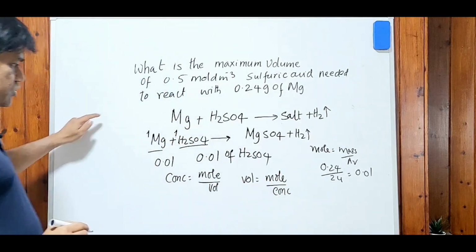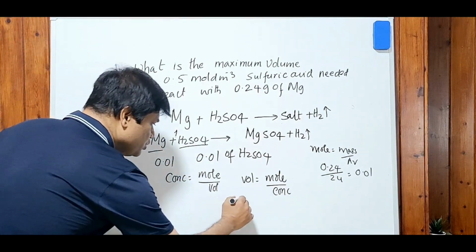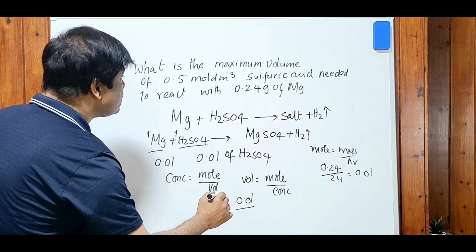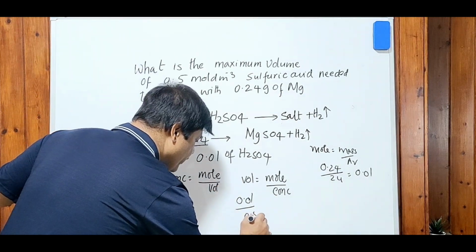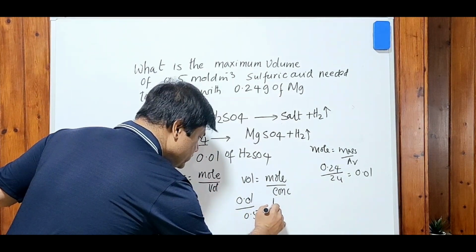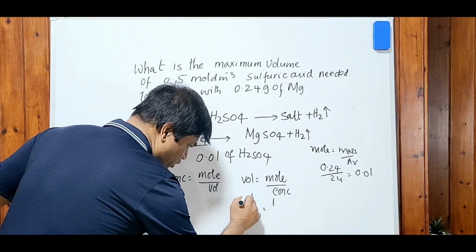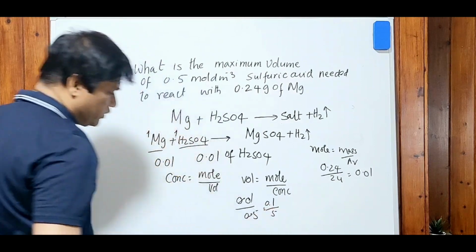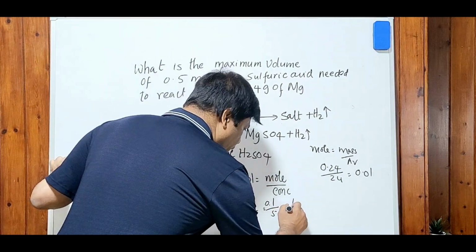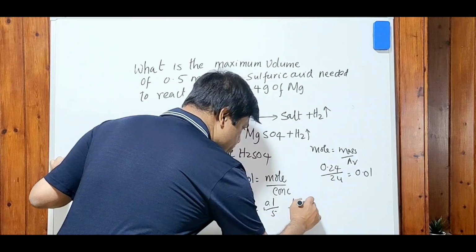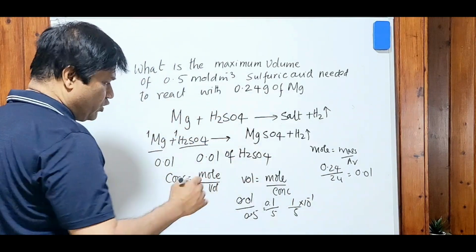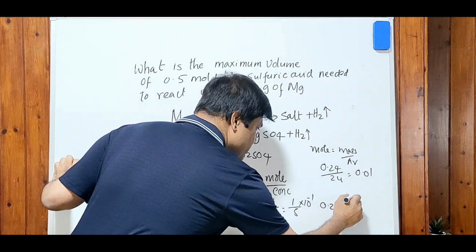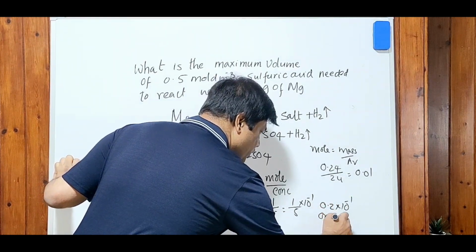What's the mole? Just now we got it. Mole equals 0.01 and conc equals 0.5. So it's 1, this 0, 1, 0, 1, 0 cancel. 0.1 divided by 5, or 1/5 times 10 to the power of minus 1. 1/5 is 0.2. 0.2 times 10 to the power of minus 1, or 2 times 10 to the power of minus 2.